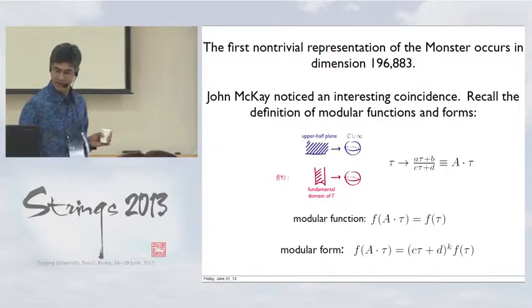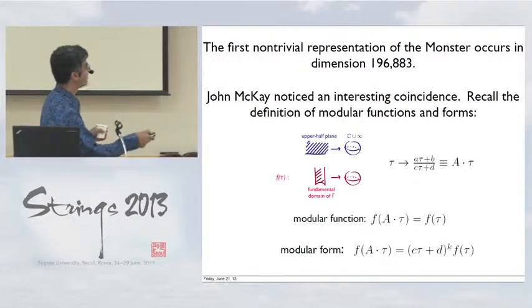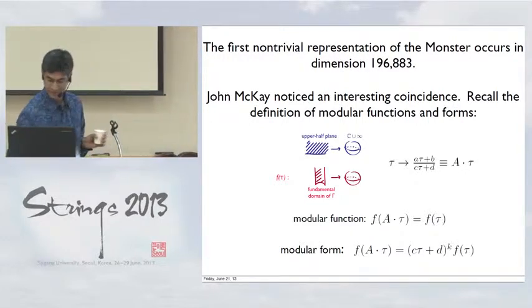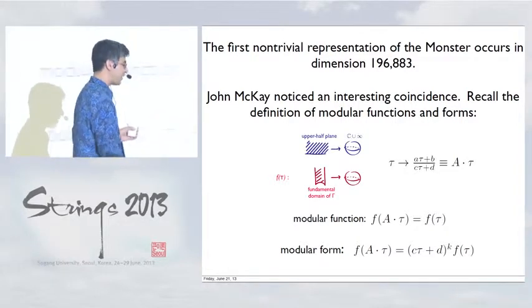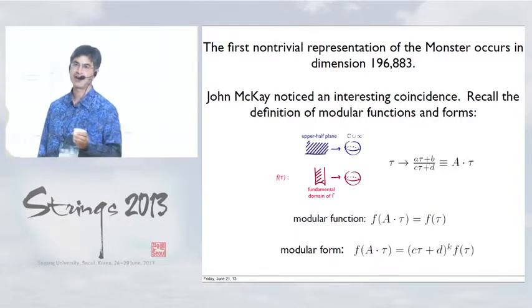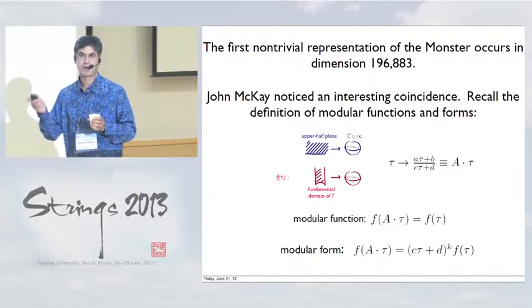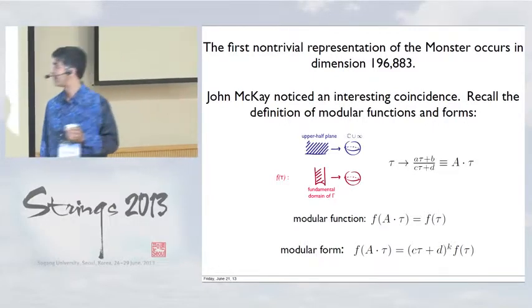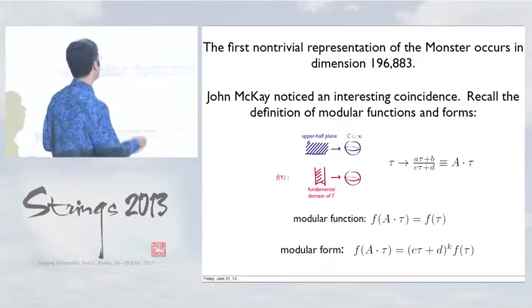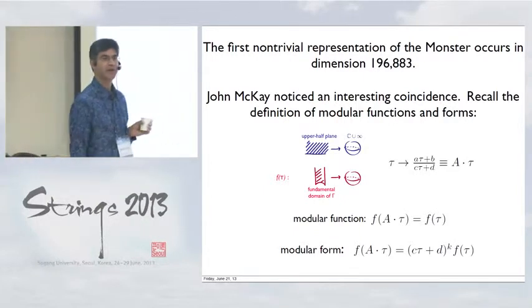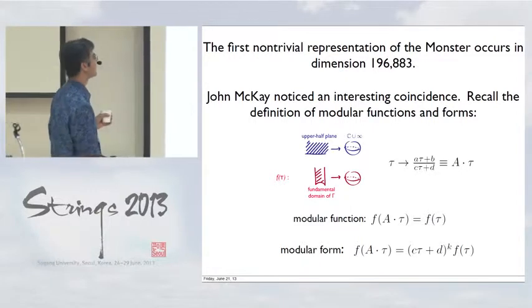Now, the monster is huge, so it's amazing that people were able to construct this thing explicitly. Its first non-trivial representation occurs in dimension 196,883, so unlike rotation groups of polygons, I can't draw a picture for you to visualize. John McKay noticed something very interesting, a coincidence, when he was taking a break from his work on this subject to read number theory papers.